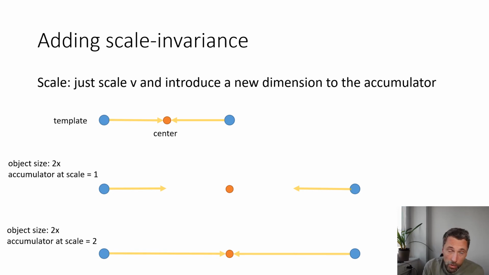You don't know a priori what different scales you can expect. So what you would do is you have your accumulator and you discretize your scale for a number of reasonable, feasible scales. So for example, from 0.5 to 2, right, in 10% steps or so.